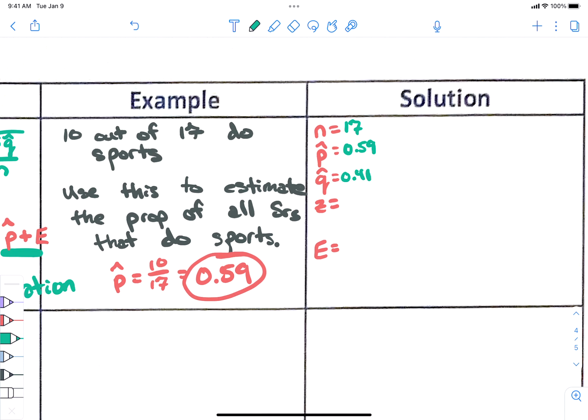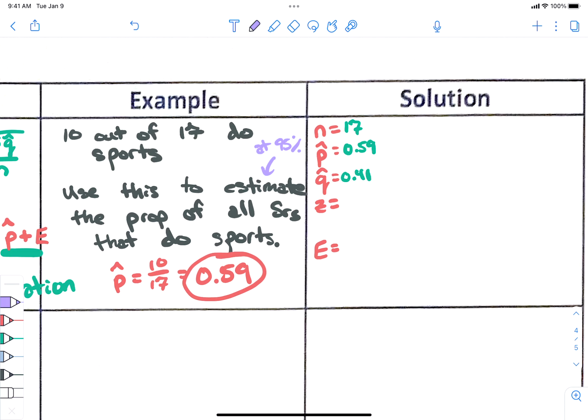Okay, and then Z. Hold up, I didn't give you some information. We need to know what confidence interval we want, right? The more confident you are, the wider the range is. If you want to be really confident about your target, you're going to make your target really big. If you want to be less confident, like 80% confident, you're going to make your target smaller, okay? So I'm going to add information in here: use this to estimate, at 95%, the proportion of all seniors that do sports. I had to give you the 95%, and I didn't do that, so just add that in there.